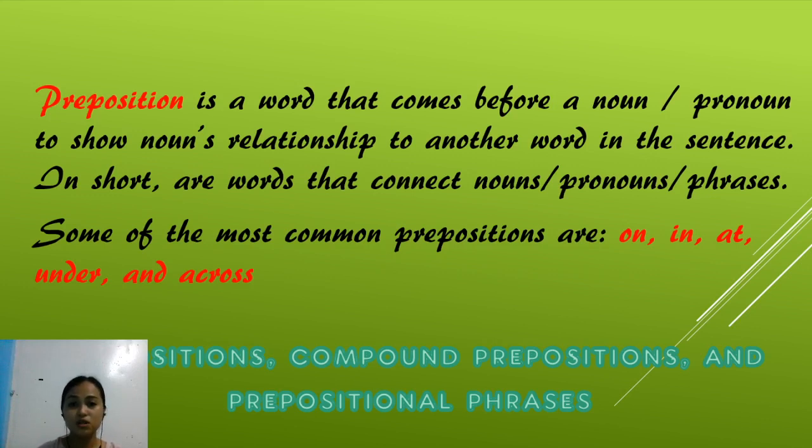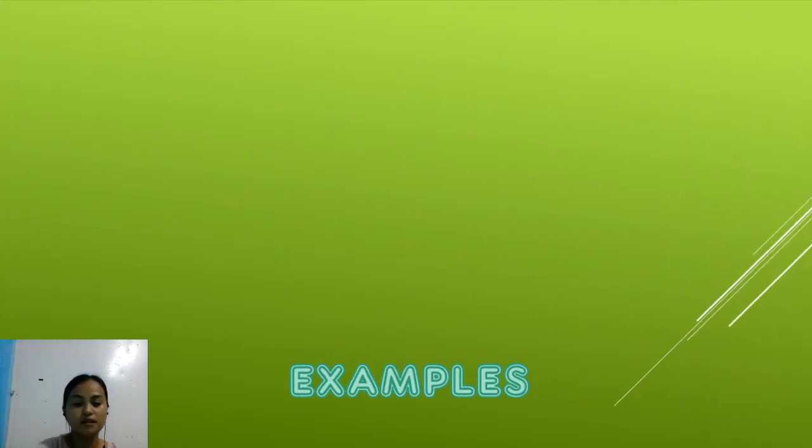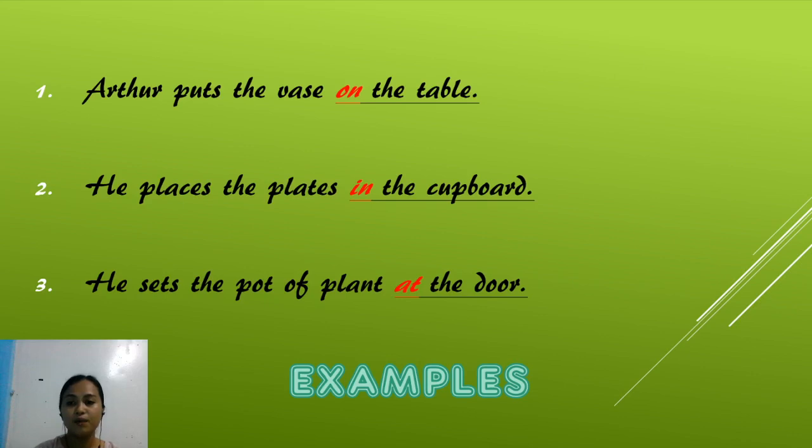So those are examples of common prepositions. Prepositions connect nouns, pronouns, and phrases. There are types of prepositions. We have compound prepositions, simple prepositions, and also prepositional phrases. Let's start with prepositional phrases. It's a group of words containing a preposition, a noun or pronoun as the object of the preposition, and any modifiers of the object.